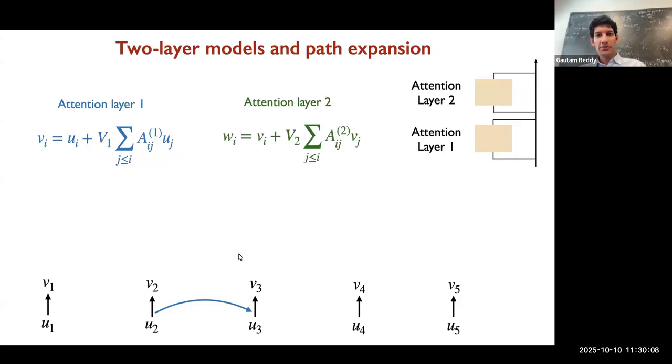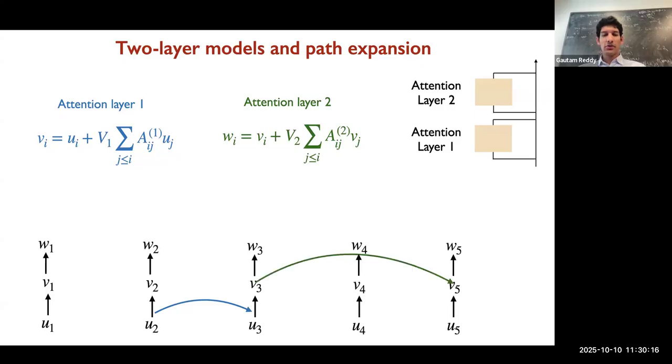What the second attention layer does is exactly the same thing. It's really the same operation, but now it operates on the V's instead of the U's. Once you do this, you can start doing interesting things, like multi-hop reasoning, or in this case, two-hop reasoning. You can copy information about U2 to U3 based on some interaction between them, and in the second layer, you can copy the combined information between U2 and U3 into some other token.